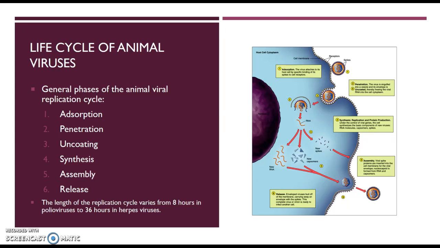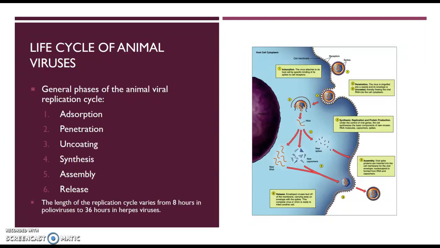Then we have steps 2 and 3, penetration and encoding. So with penetration, the virus, after it attaches, is engulfed into the cell through endocytosis. Within that vesicle, it becomes uncoated, so the nucleic acid is then exposed. And then we have synthesis, which is step 4. And this is where all of the virus parts necessary for that active virus are formed.